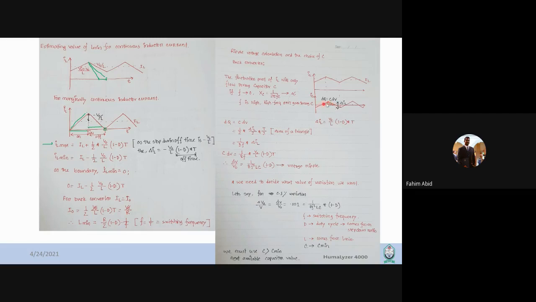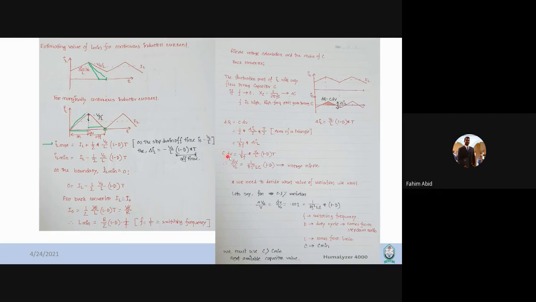This is the area that is coming in the triangle, which can be written as half multiplied by IL divided by 2, multiplied by T by 2. So this is half the base multiplied by the height. The height is delta IL, so it should be delta IL divided by 2. So your dQ is 1 over 8f multiplied by delta IL.